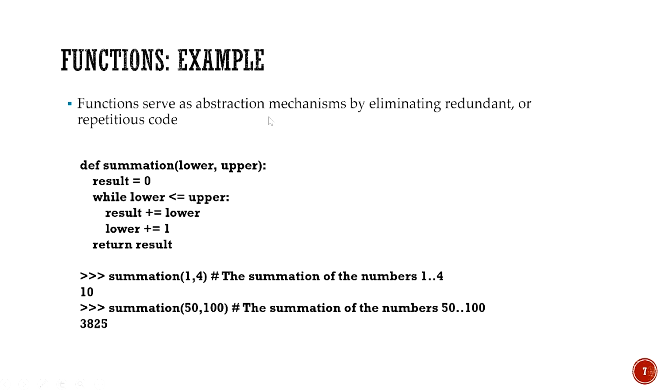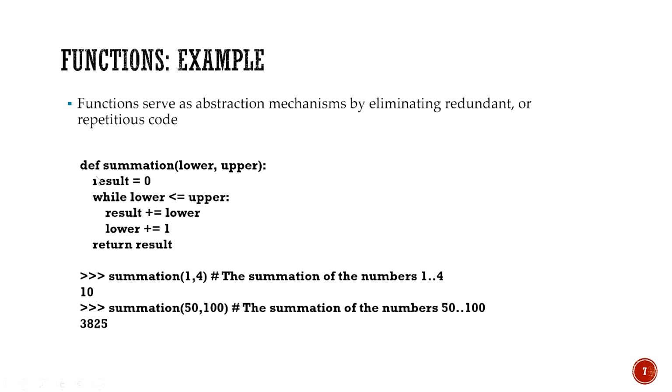Functions serve as abstraction mechanisms by eliminating redundant or repetitive code. So when we want to write our code, we always need to have a plan. So we decompose the problem. For each sub-problem, we may define a function. The purpose is clear, and then at some point we pull things together. So it helps with the abstraction mechanisms, and also it structures our code so we can communicate with the user or other programmers clearly.